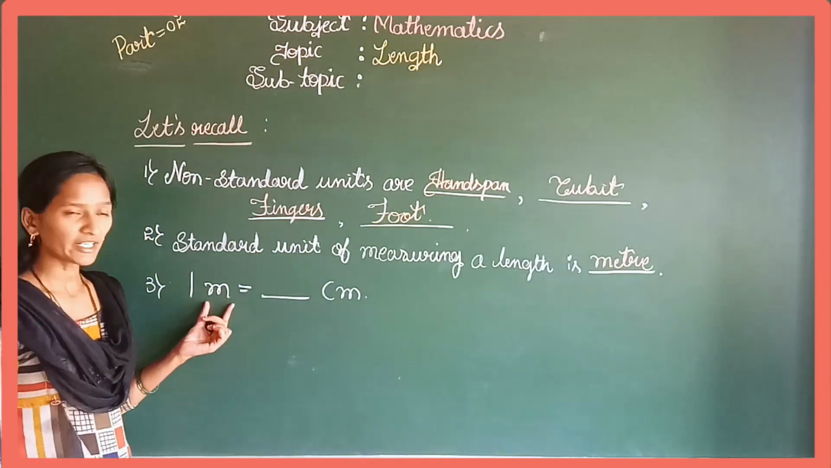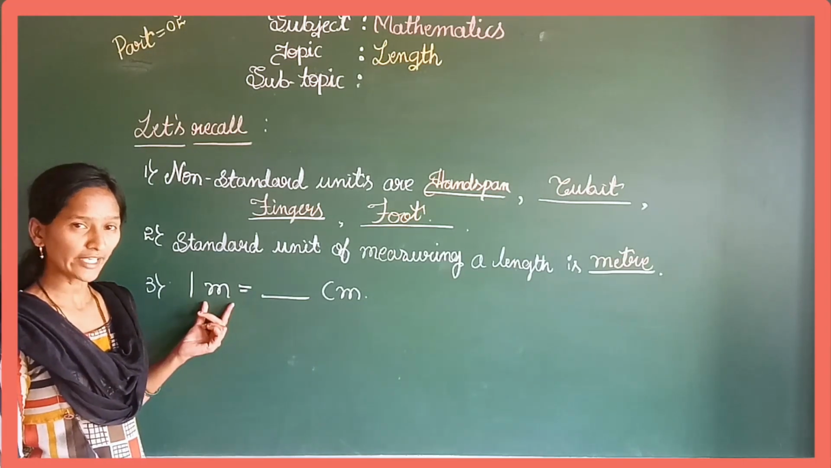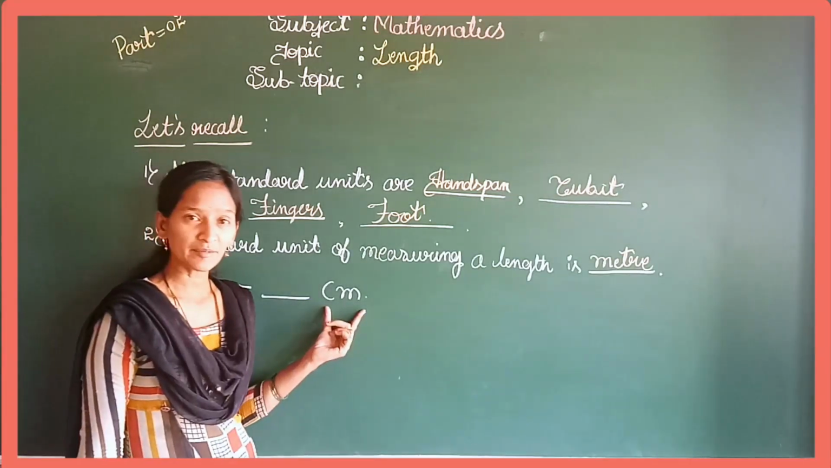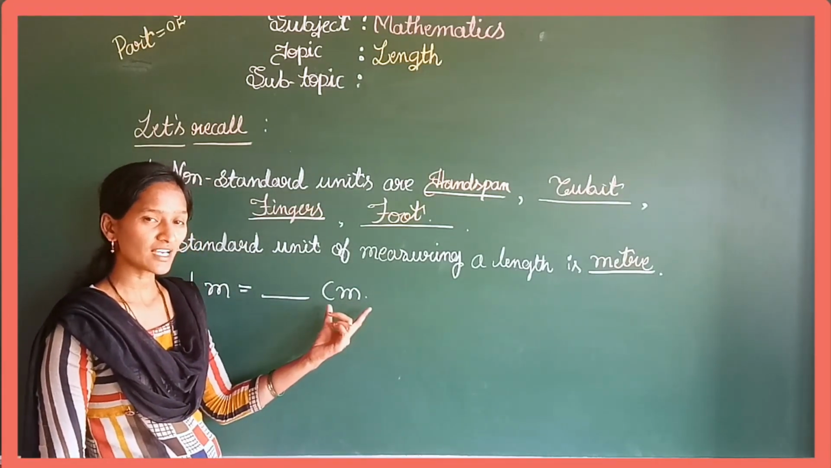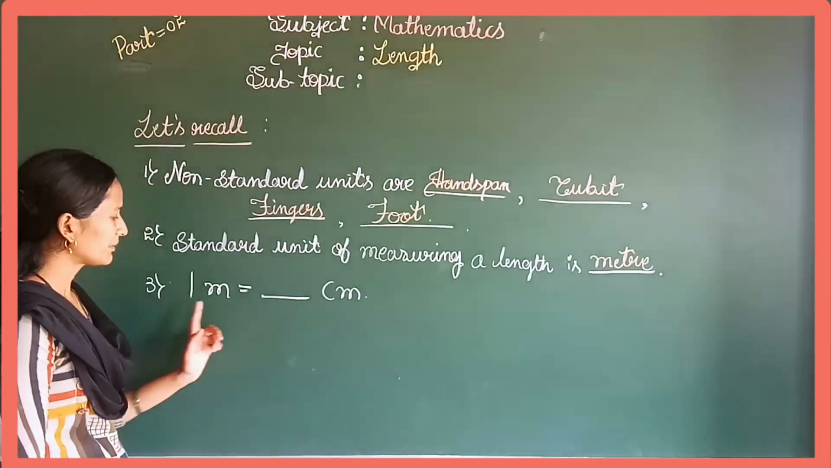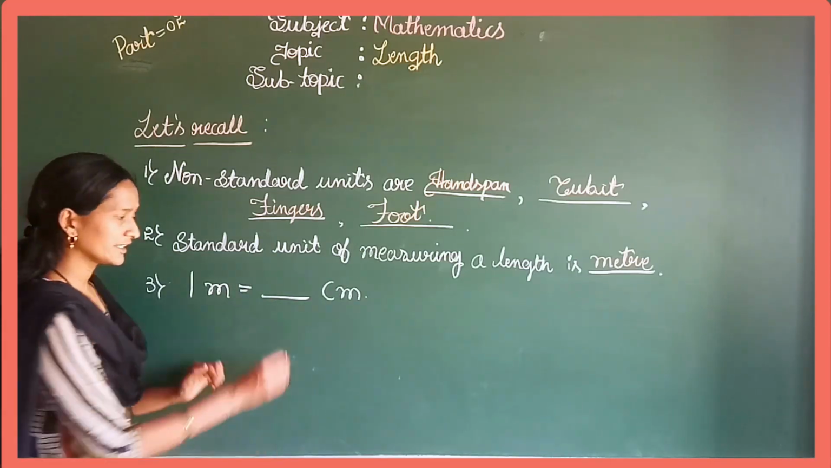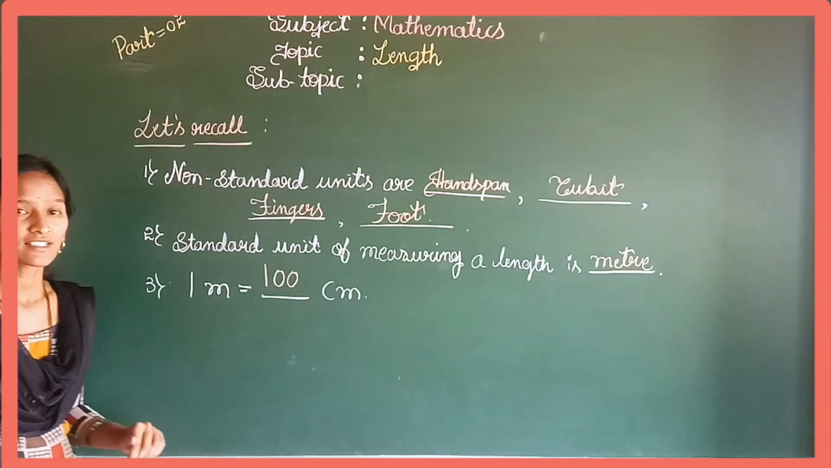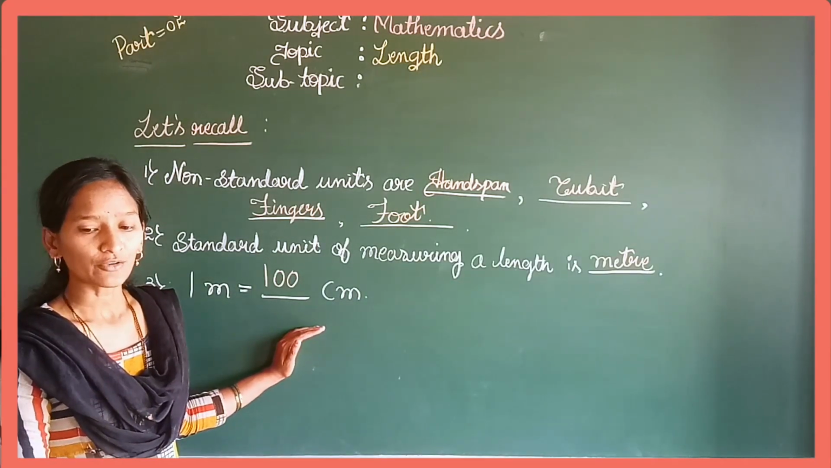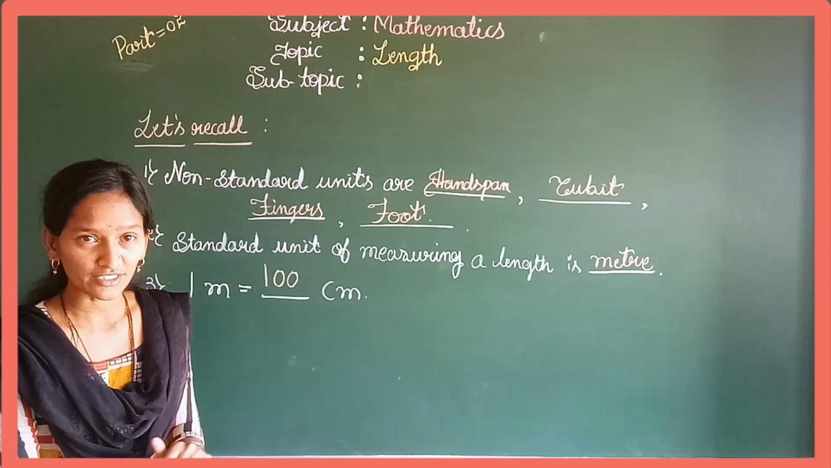So this is a meter. The short form of meter is small m. The short form of centimeter is small letter c and small letter m. It is cm. Right? So 1 meter is equal to dash centimeter. It is 100 centimeter.